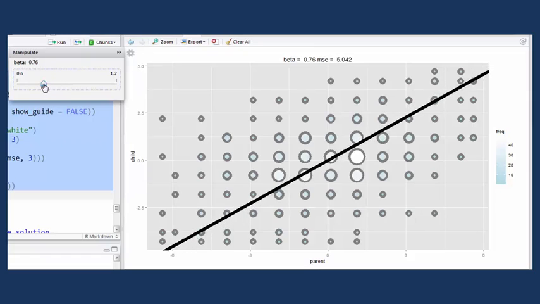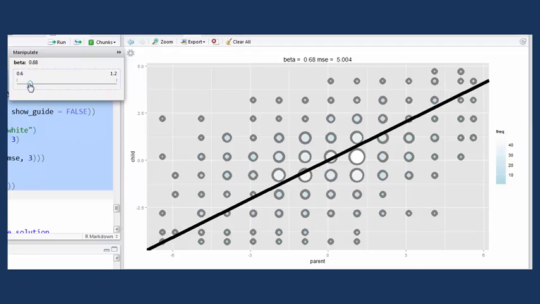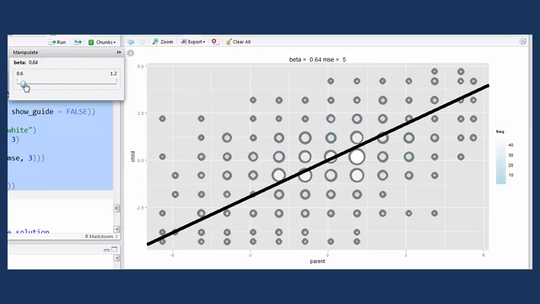And you can see the mean squared error getting lower, right, as you get down to a slope, looks like 0.6 something is doing pretty well. 0.64 has 5, and then 0.62 has 5.002, so it's gone up. So it looks like about 0.64. What's interesting is the slope of 1 is not good.